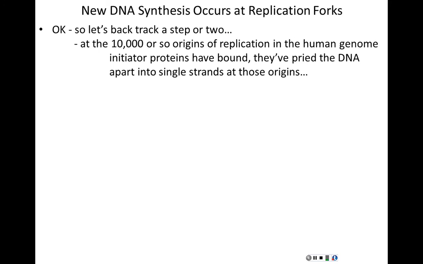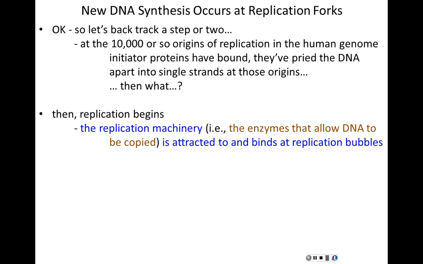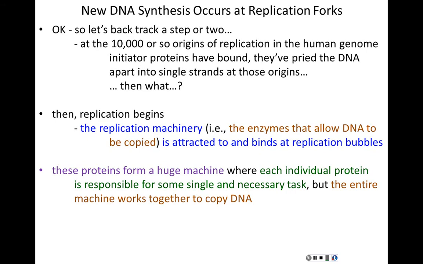All right, so let's take a step back just to kind of get back to where we were before. We have 10,000 origins of replication in the human genome. Each of those origins of replication is being bound by initiator proteins who have pried apart the DNA at those origins and created replication bubbles, which are going to be the site of DNA replication. So the next thing to happen is the actual replication process. The replication machinery, which simply means the enzymes that are responsible for DNA replication, are attracted to and bind at these replication bubbles. These proteins come together to form a huge machine, which we'll talk about in detail near the end of the lecture. But every single protein in this machine that has been recruited to the replication bubble has its own job. It's responsible for some fairly simple, single, necessary task that contributes to replication.